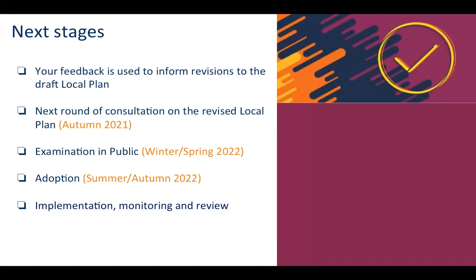We're still at a relatively early stage in the local plan process, and it's critical to note that your feedback at this stage of the public consultation will be used to inform revisions to the draft local plan, which is just a set of proposals at this stage. Once we amend the plan, taking into account the feedback we have received now, we will go through another round of public consultation on the revised plan. Following that public consultation, we will then submit the plan to the Secretary of State for independent public examination.